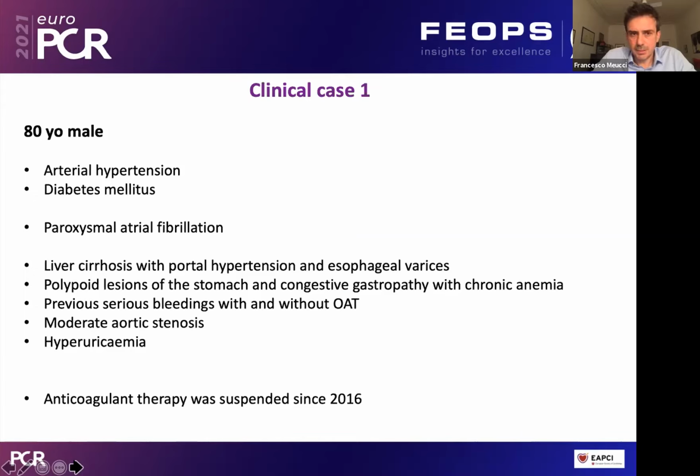And this is my first case. This was an 80-year-old male. As you can see, arterial hypertension, diabetes mellitus, and paroxysmal atrial fibrillation, with the most important point being the presence of a liver cirrhosis with portal hypertension and esophageal varices, so a clear contraindication to transesophageal imaging, and a previous history also of repeated bleedings. So he was not treated with anticoagulation, and he was referred to us for an occlusion of the appendage that we were planning with an ICE-guided procedure.